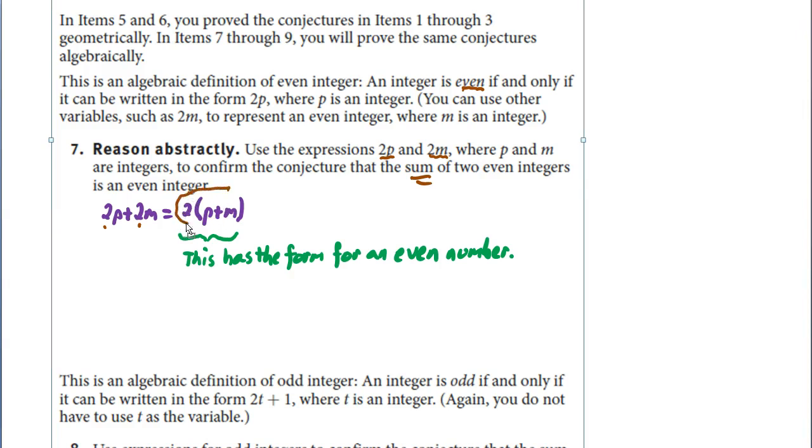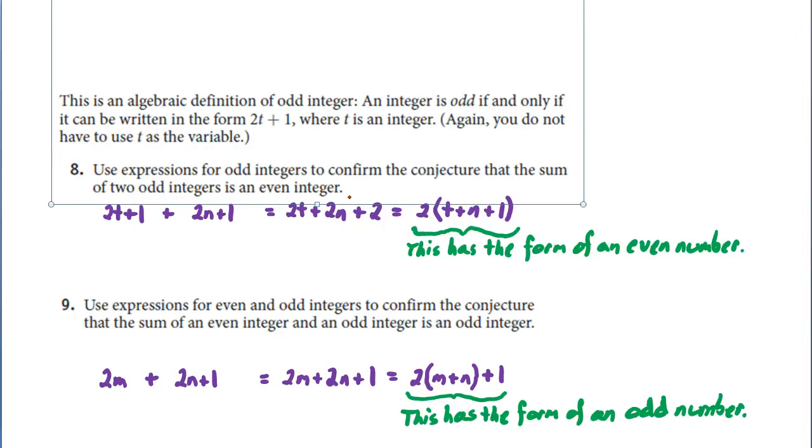But this structure that we create is that same structure up here in the definition of even numbers, that 2 times some integer is going to be an even number. So that shows algebraically that adding these together creates something that is also an even number. The algebraic definition of an odd number is right here. An integer is odd if and only if it can be written in the form 2t plus 1, where t is some integer. Again, it doesn't matter what variable you're using.